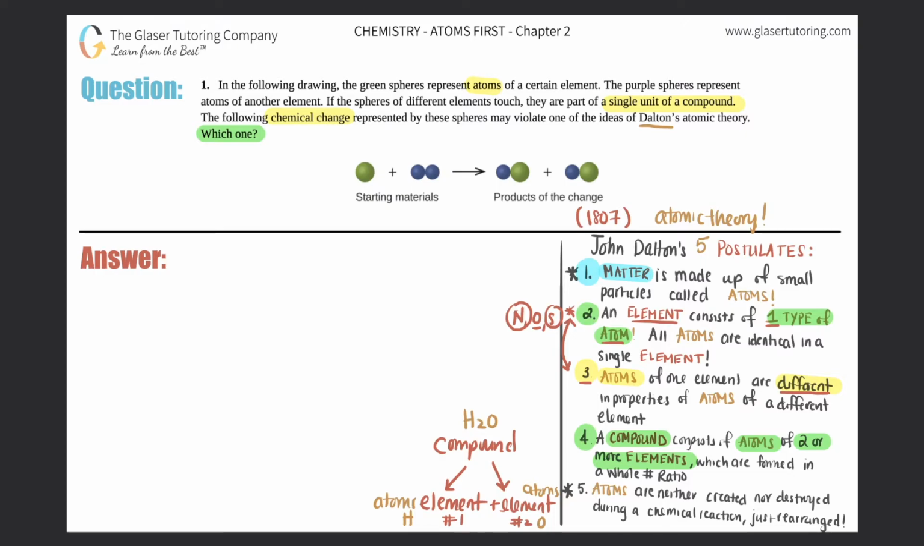And then last but not least, the 5th postulate for John Dalton's atomic theory was that atoms can never be created nor destroyed during a chemical reaction. So if you see a chemical reaction, they're basically alluding to Dalton's 5th postulate. Now, these are always written in these specific numbers. So the first one will always be matter is made up of small particles called atoms, and the 5th one generally will always be atoms can neither be created nor destroyed, and you'll see it in a chemical reaction.